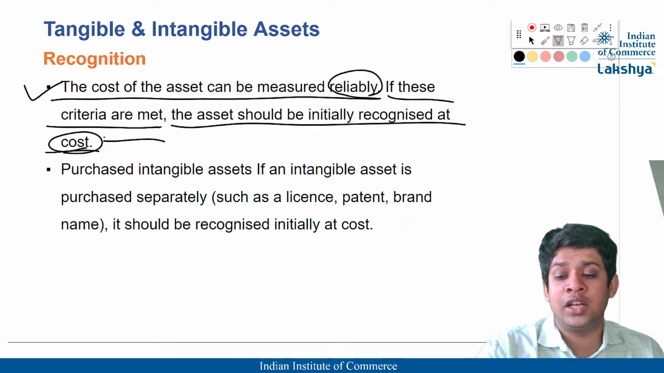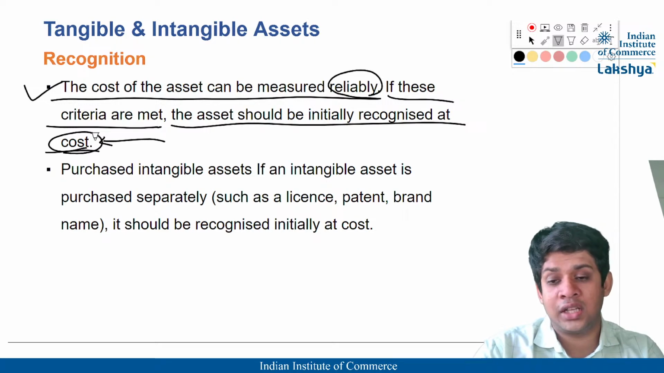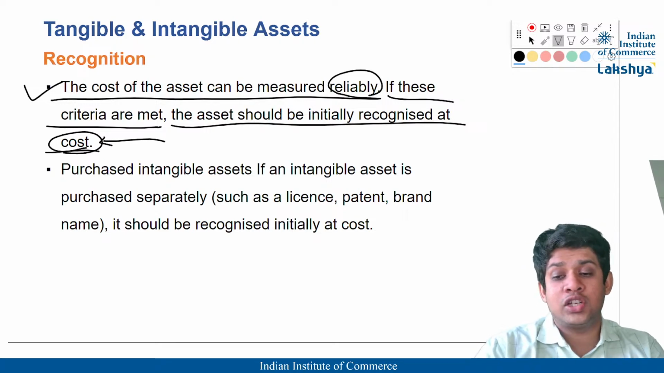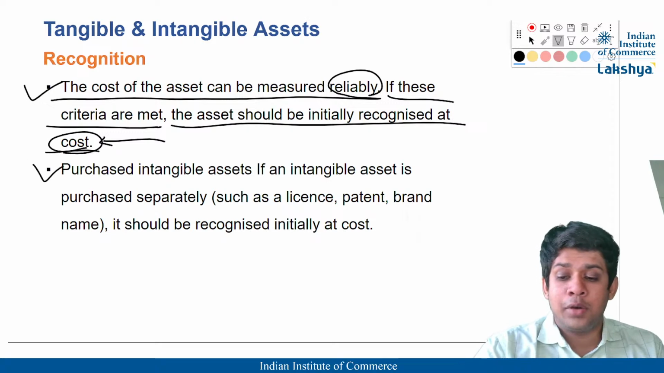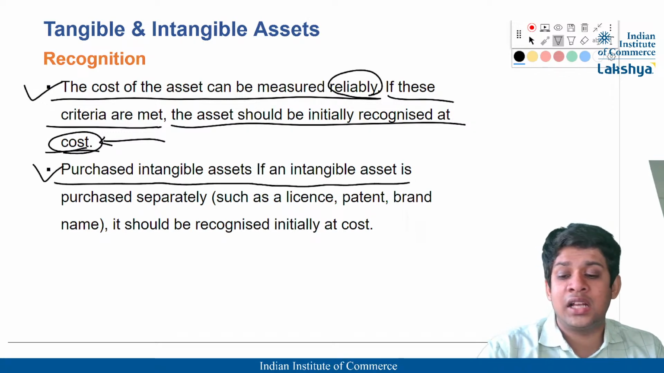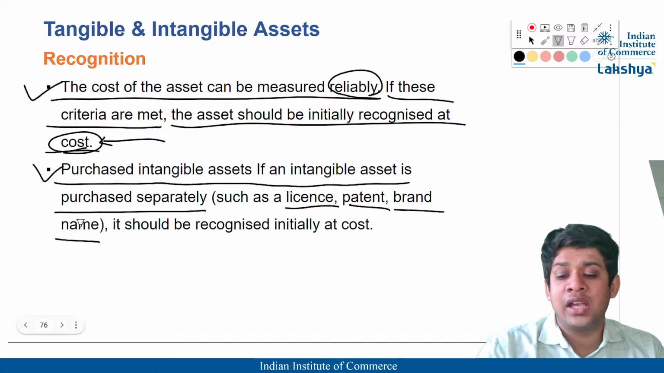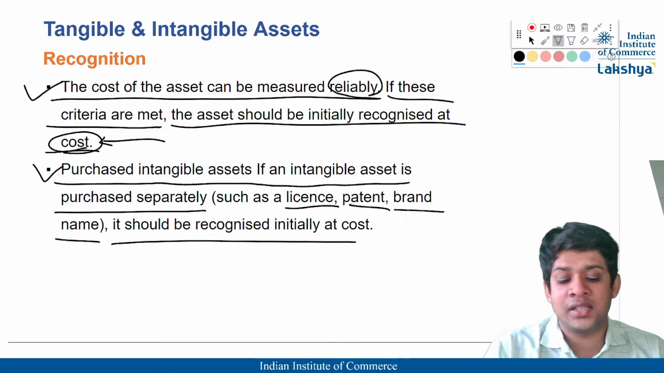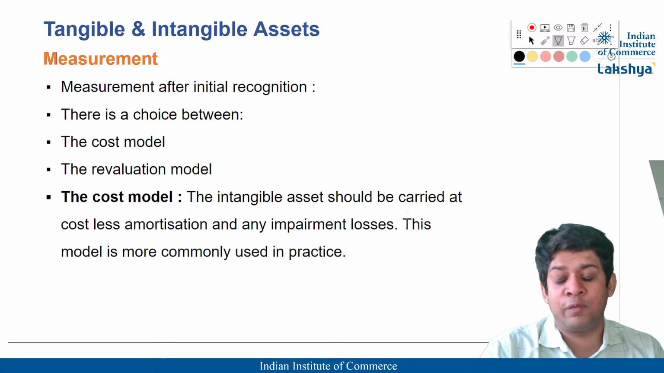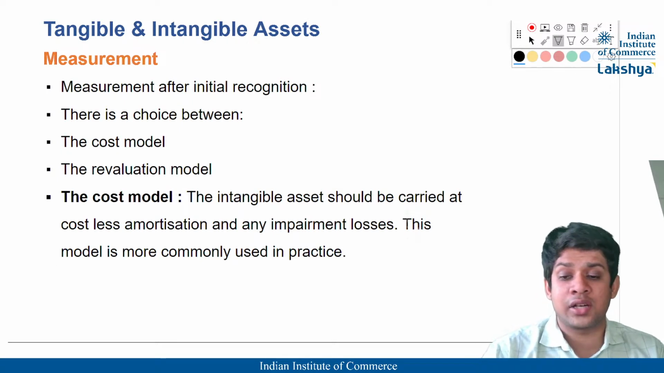The intangible asset will initially be recognized at its cost, that is whatever is the purchase price of it, and that will be the initial measurement and recognition. Purchased intangible assets: if an intangible asset is purchased separately, like any license, patent, brand names, etc., it should initially be recognized at its purchase price, that is the cost of purchasing that intangible asset.